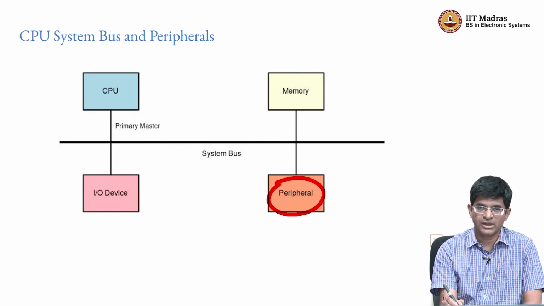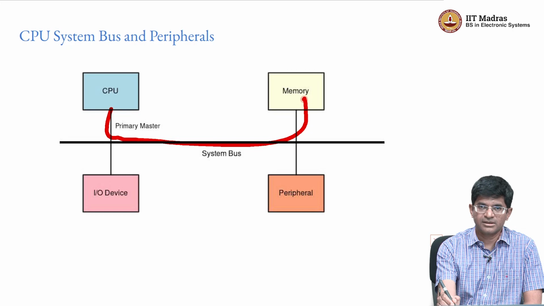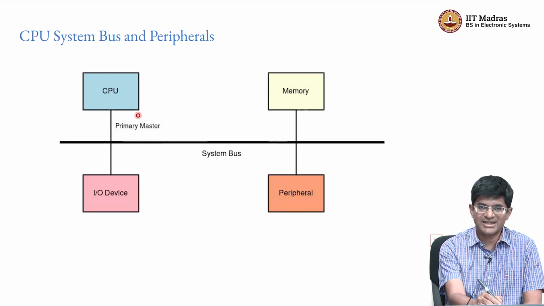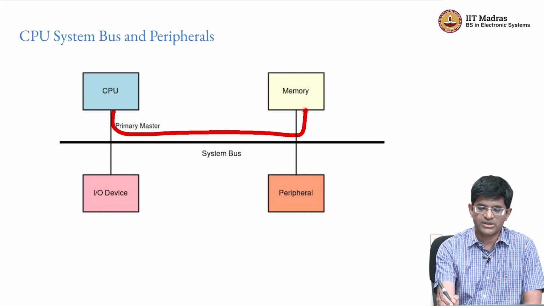of peripheral, right? And the reason why the CPU is called the master is that the CPU basically puts out addresses on the bus. If the address corresponds to something in memory, then the memory is supposed to respond to it, which makes the memory basically a slave as far as this bus structure is concerned, right? It responds to a request which is coming from the primary master.